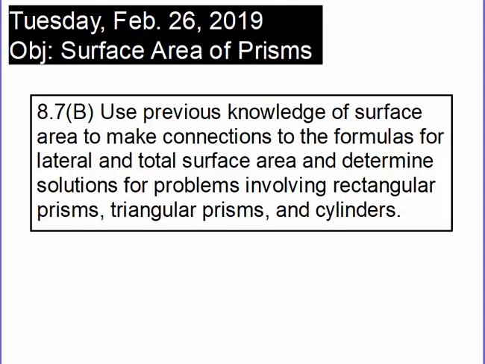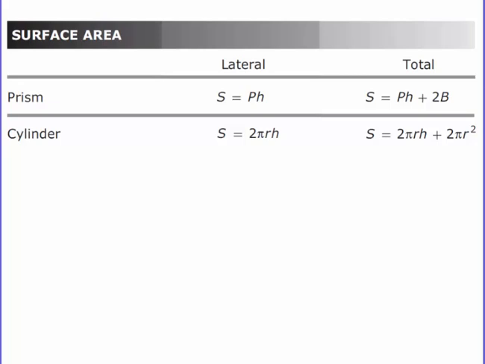The standard that we're dealing with right now is we're going to use previous knowledge of surface area to make connections to the formulas for lateral and total surface area and determine solutions for problems involving rectangular prisms, triangular prisms, and cylinders. So the first thing that we need to look at is there are some formulas that we can use to find both lateral and total surface area.